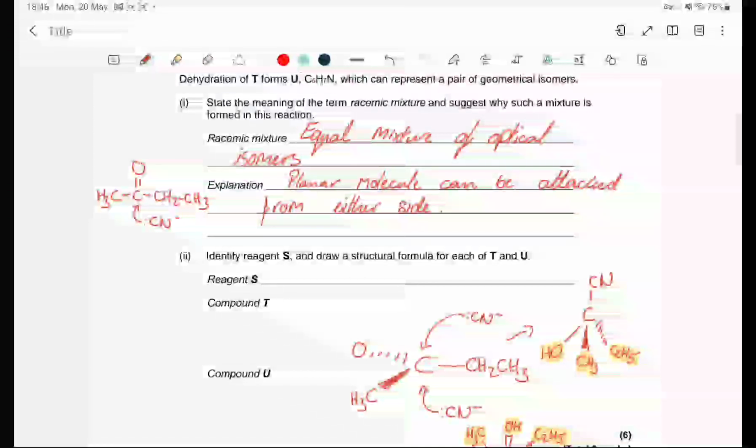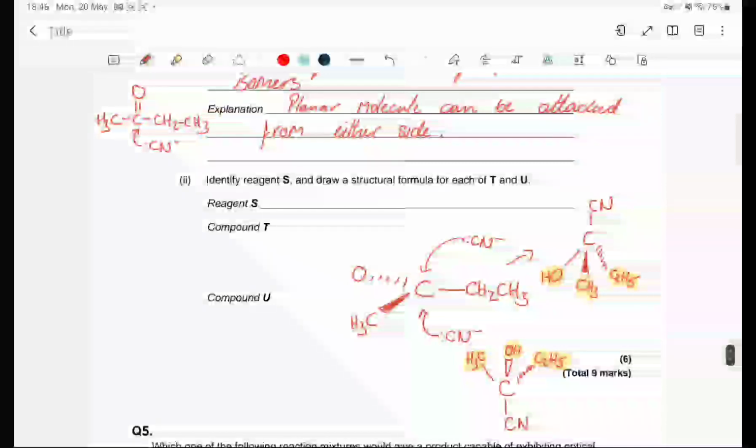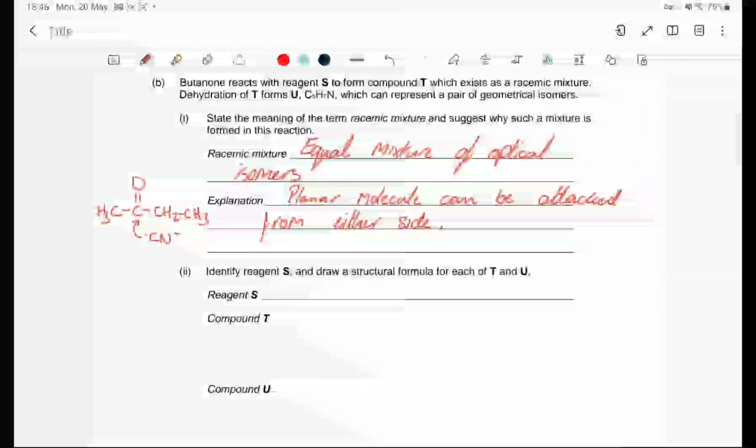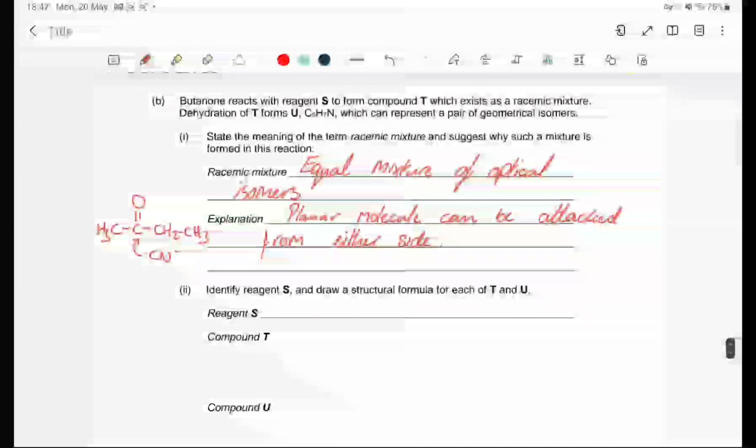Okay, let's move on to question part 2, which is to identify the reagent and draw the structural formula for T and U. So I gave you a hint earlier on in this video about looking at the number of carbons. So not only have we added a nitrogen, obviously we've gone from butanone to our U, which has a nitrogen on it, but also we've gained a carbon. We've gone from 4 carbons in butanone to 5 carbons in our final product. We are therefore looking at the attacking of a cyanide ion, and we're making a nitrile. I've already kind of given that away with my explanations for the previous question.